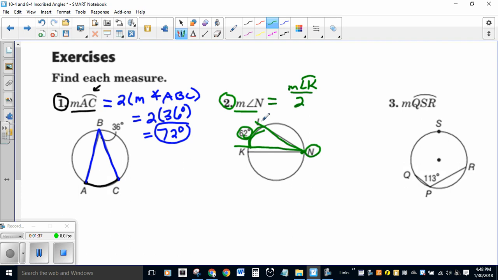In this case, the arc's LK or KL. So I'm going to take half of that. So 62 degrees divided by 2 is going to leave me 31 degrees for my angle.